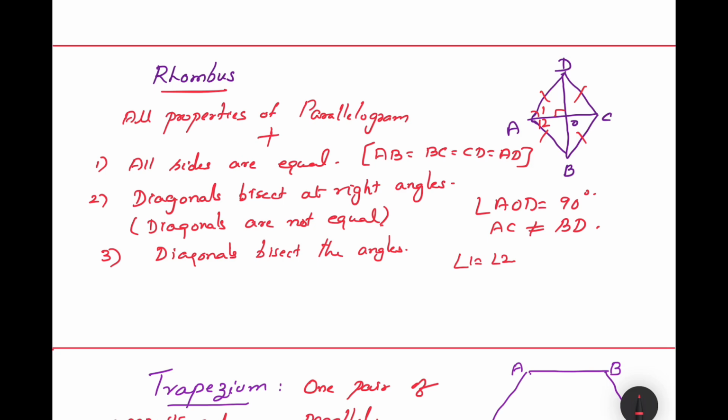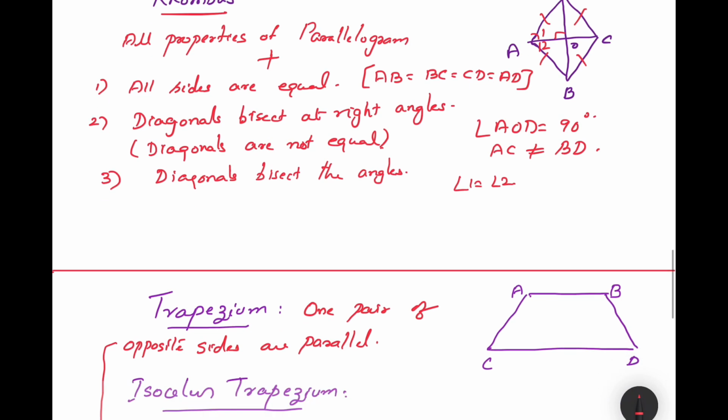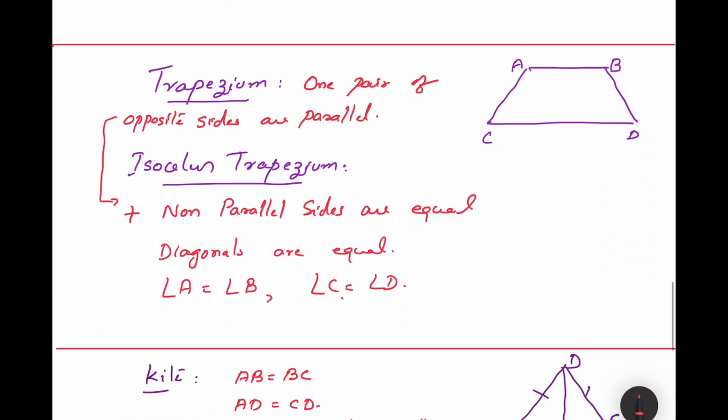So, these are the three types of parallelograms: square, rectangle and rhombus. Now, coming to trapezium. Trapezium is not a parallelogram. In trapezium you have only one pair of sides parallel, that is, in this figure AB is parallel to CD.